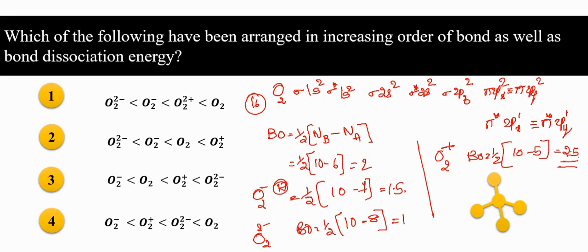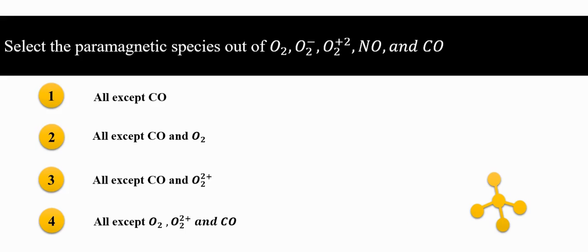So if you observe these options, in case of O2 plus, bond order is very high, that is 2.5, right? So highest in this case is O2 plus, in which case I think the second option is the correct answer. Okay, second option is the correct answer. So we'll move into the next question.